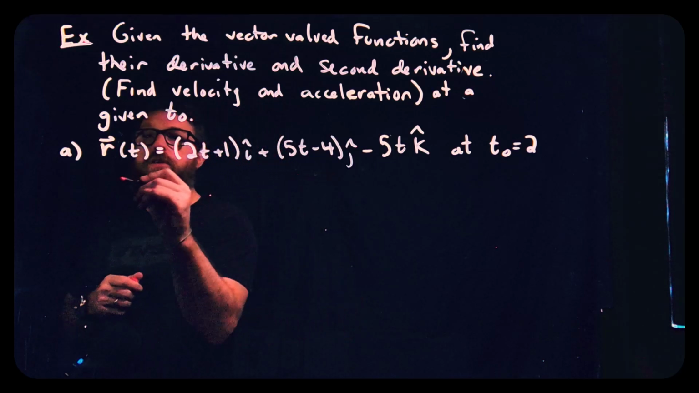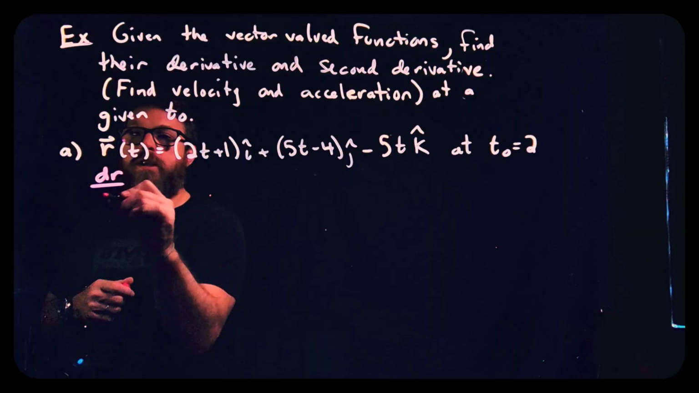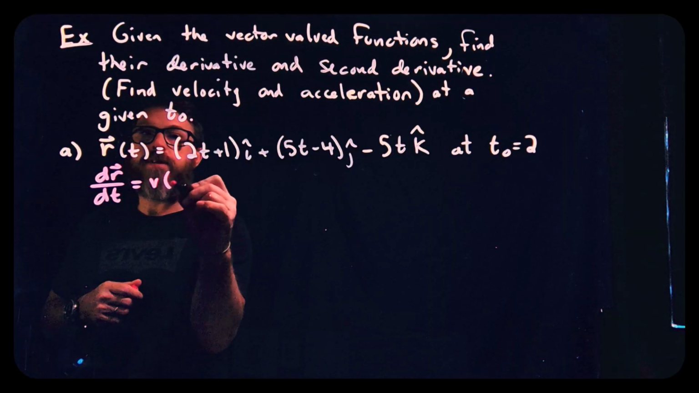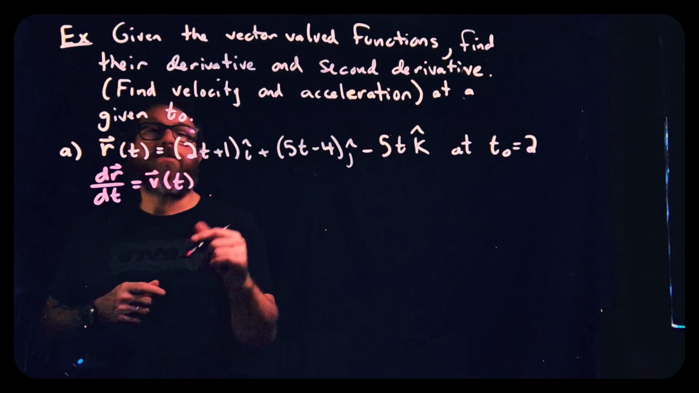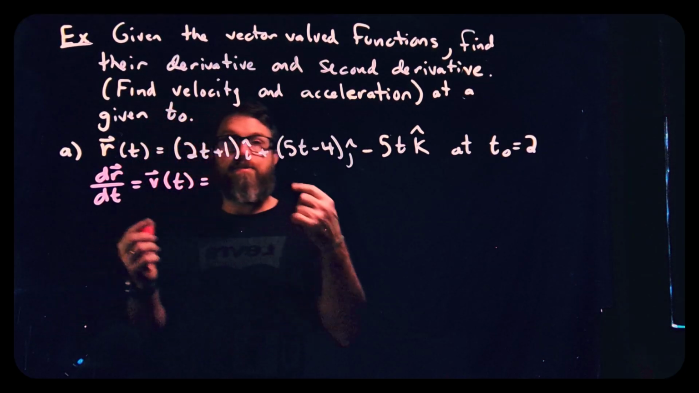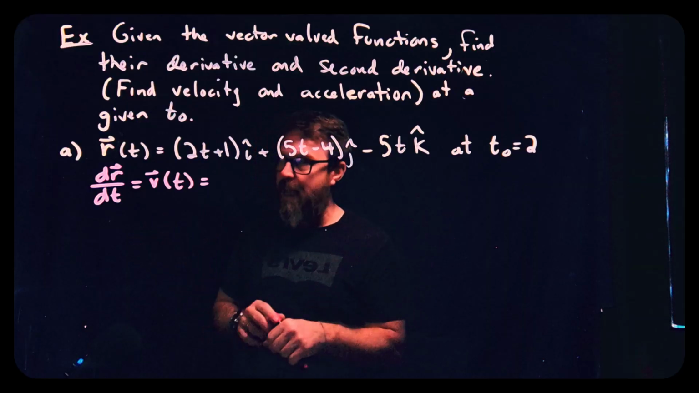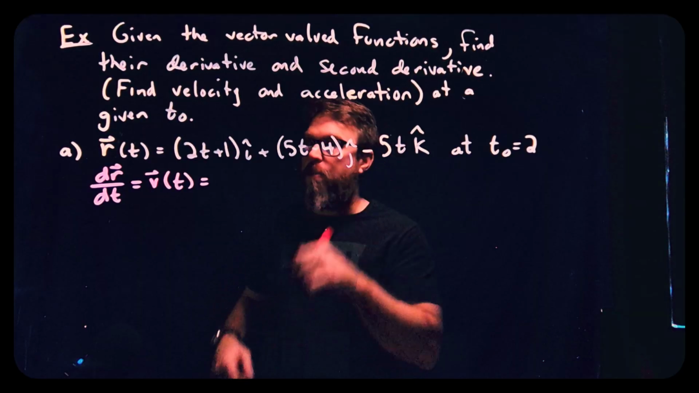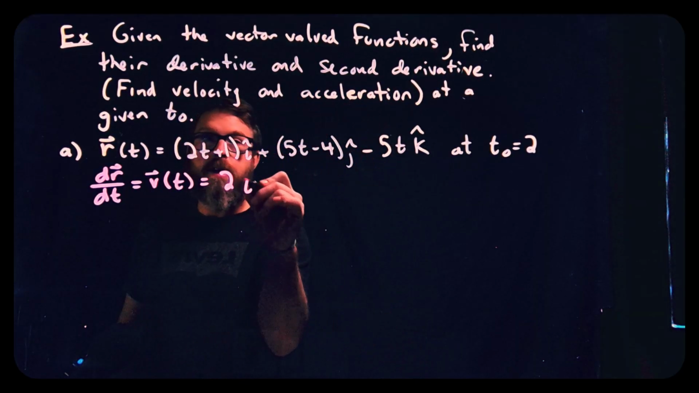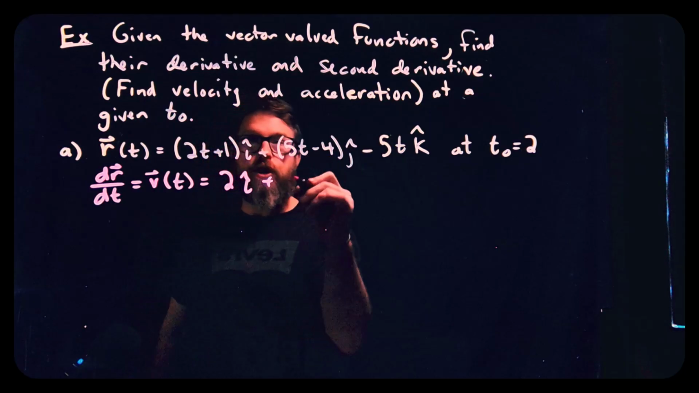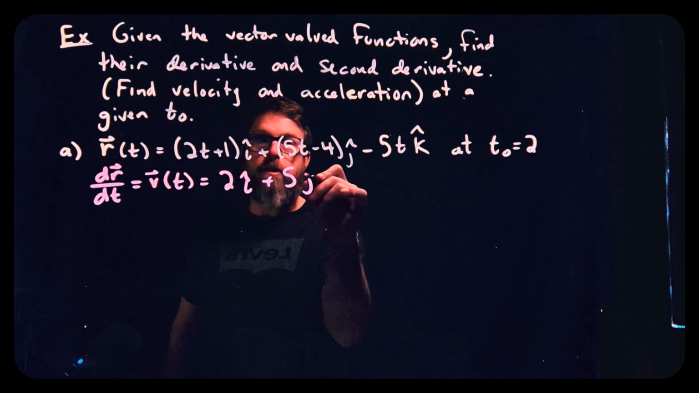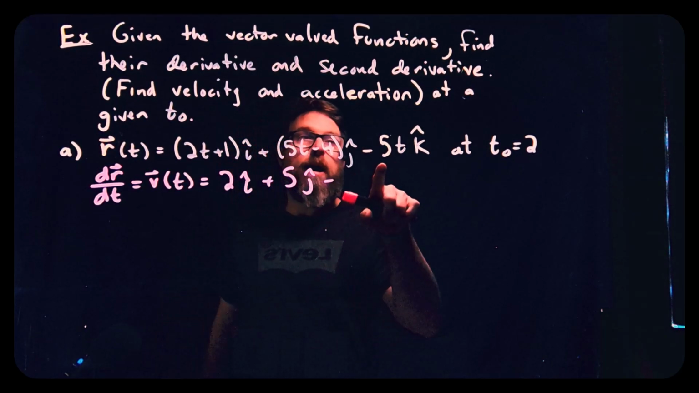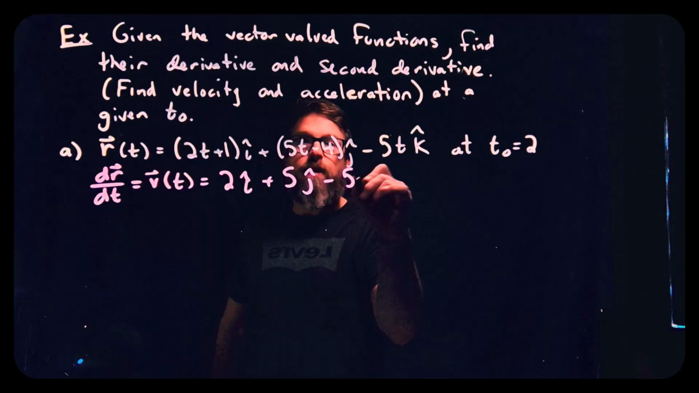So in order to find the first derivative, it's going to be dr/dt, and another way of writing dr/dt is v of t, which is its velocity vector, and it's just going to be the component-wise derivative. It's kind of exactly what we expect. The derivative of the i component, the j component, and the k component. So the derivative of the i component is 2i, plus the derivative of the j component is just 5, so that's our j. The derivative of the last component, negative 5t, is minus 5k.